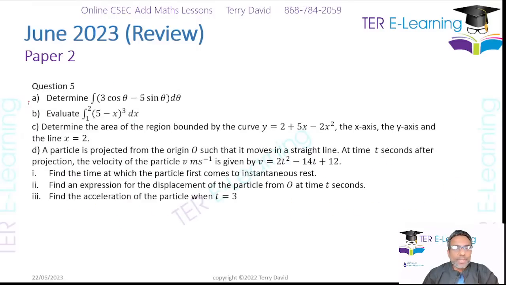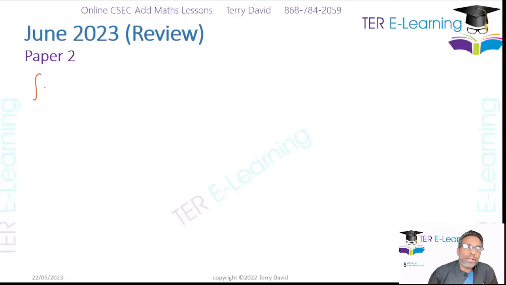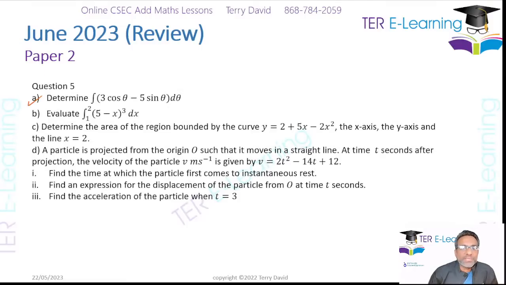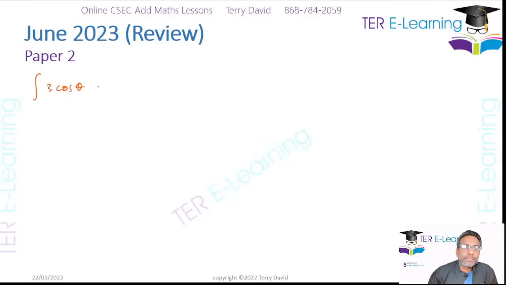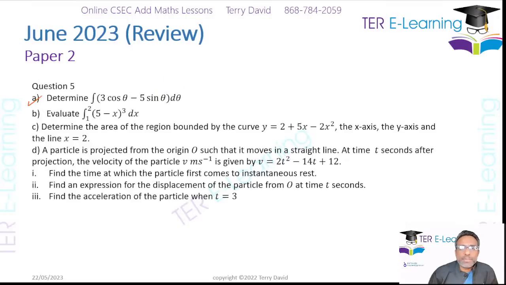Alright, so in part A, we want to work out this integral here. We have 3 cosine theta minus 5 sine theta. So we're trying to work out the integral of 3 cosine theta minus 5 sine theta.